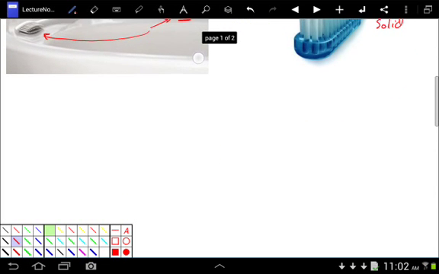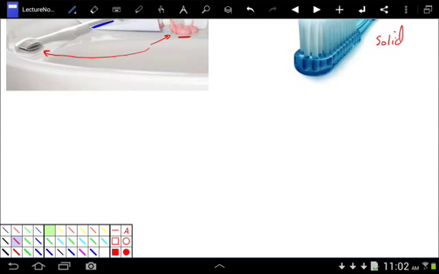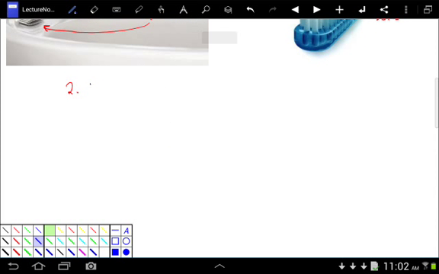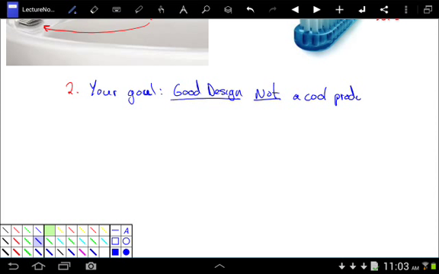Which brings me to the second reason why design is difficult. Second reason, which is your goal is to have a good design, right? This is remarkably difficult, actually, in practice. Not a cool product, right? Not a cool product.